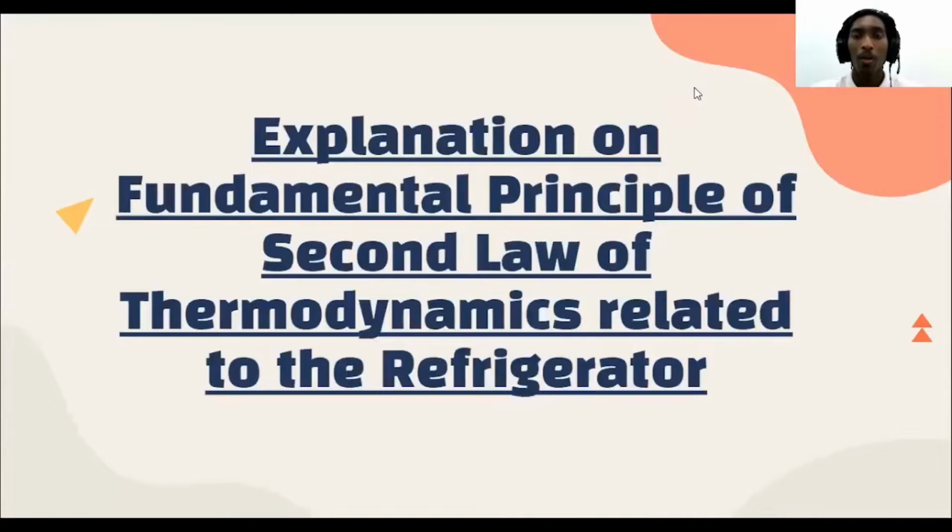Thank you very much, Adam. My name is Vicknes, son of Kubusami, with matrix number 207228. I will now be explaining the fundamental principle of the second law of thermodynamics that is related to the refrigerator.